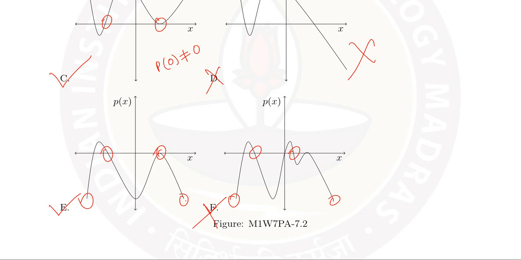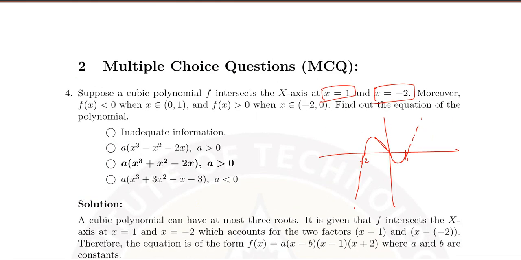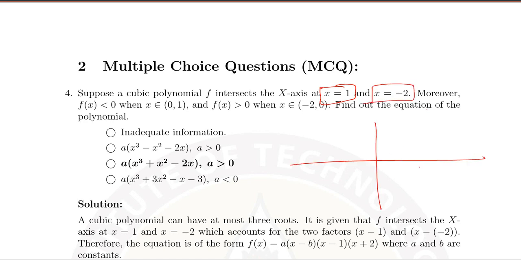Now we can move ahead with the next question. It says, suppose a cubic polynomial f intersects the x-axis at x equals 1 and x equals -2. So I'll quickly draw it here, assuming this is 1 and this is -2. Another condition is f of x is less than 0 between 0 and 1. So this is our 0 and 1, and f of x is less than 0.